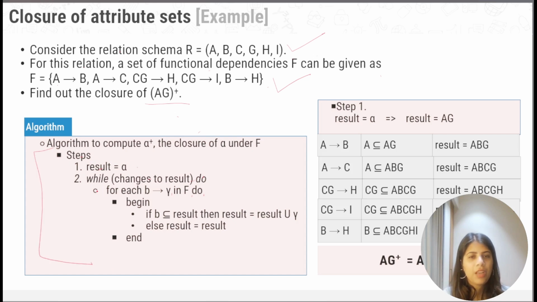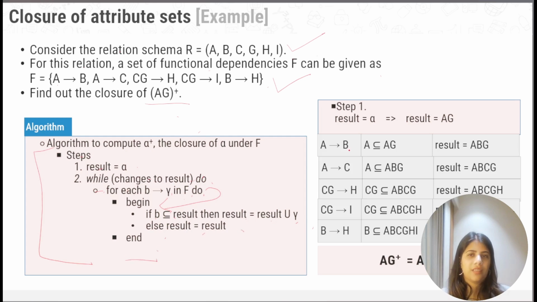Result equals A. While changes to result, we can keep on doing changes to the result and we will run a loop over here for each B which determines Y in the relation F, then we will go in the next. If B is the subset of the result, then we will do the result union with Y. Else the result will be equals result and end.